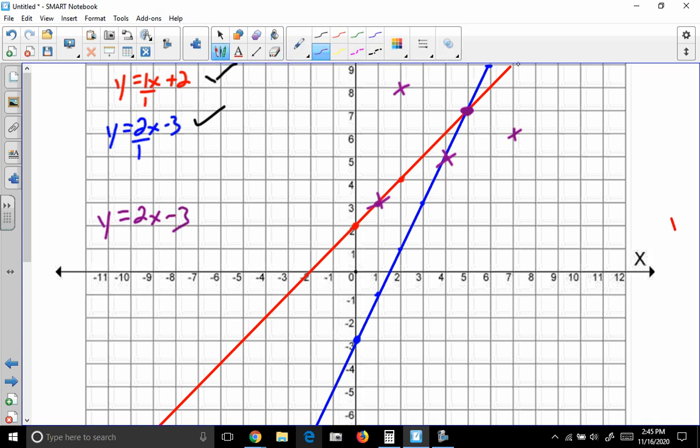That point is also on the red line, which means it's a solution of the first equation. Well, if it's a solution to both equations, that's the solution to our system. That ordered pair is over 5 up 7. So that ordered pair is a solution to our system of equations. And notice that's the only place our points intersect. So that's the only point they have in common, or that's the only solution.